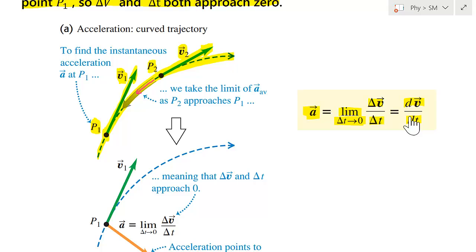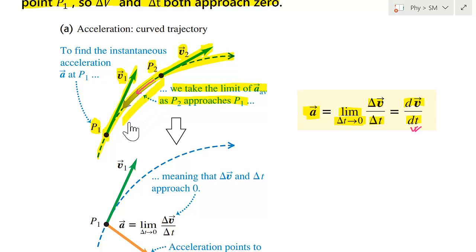So when delta t is very small and goes to 0, delta v by delta t we can write as dv by dt, something like this. Now I can use calculus to differentiate the v function and get the instantaneous acceleration. What will happen if you move P2 to P1? In that case, the average acceleration will reach the instantaneous acceleration. So we take the limit of average acceleration as P2 approaches P1.